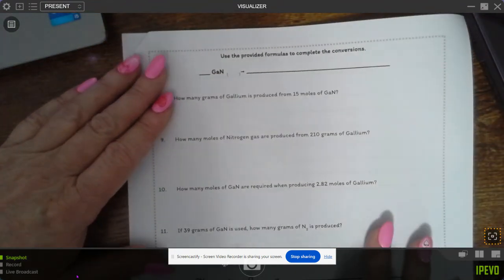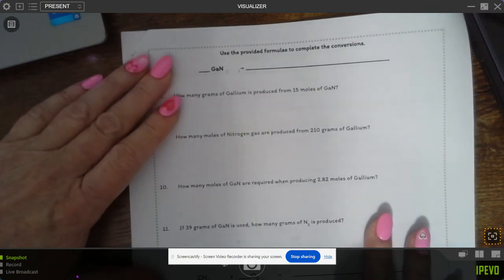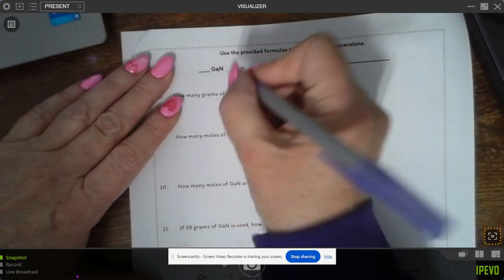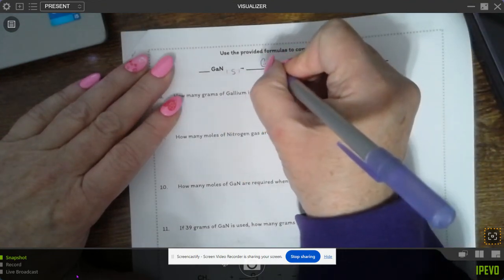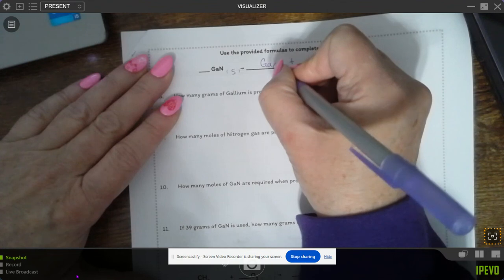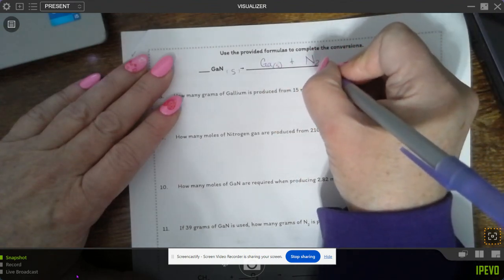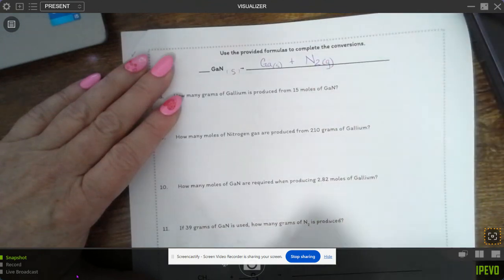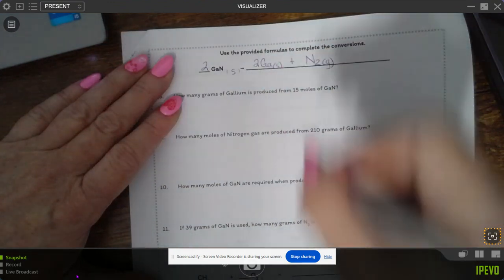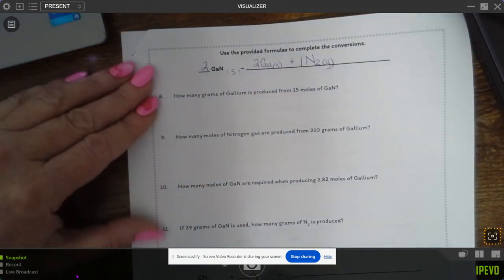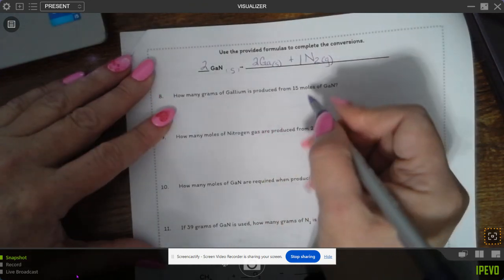Oh, let's see, gallium nitride. So we need to write the products of this decomposition reaction. So this is an ionic compound, so it's a solid. It's going to break down to give me gallium, which is a metal, so a solid, plus nitrogen. Nitrogen is one of our 7 diatomic elements. So our balanced equation is going to look like this. All right. So how many grams of gallium is produced?